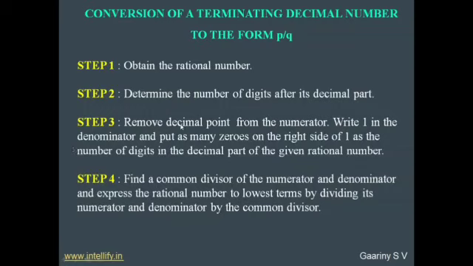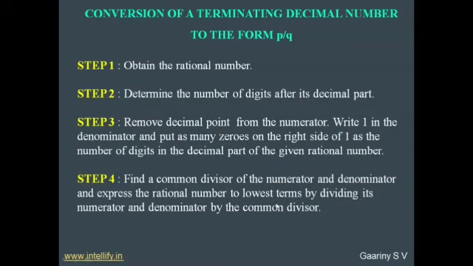You have to remove the decimal point from the numerator. In the denominator, you just have to write 1 and add as many zeros on the right side of 1. The number of zeros you put on the right side of 1 should be equal to the number of digits which you calculated in step 2. After writing this, you just have to find a common divisor of the numerator and the denominator. Now you have to express the rational number in the lowest terms. This is found by dividing its numerator and denominator by the common divisor.